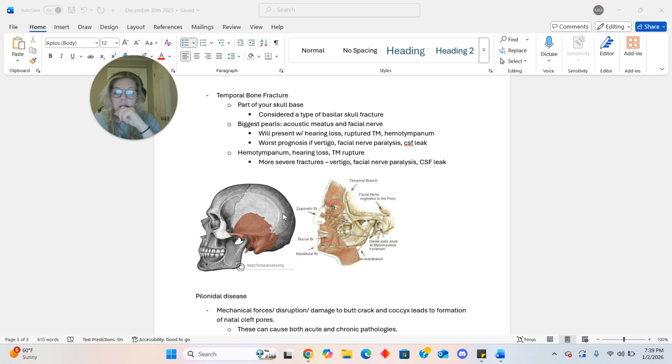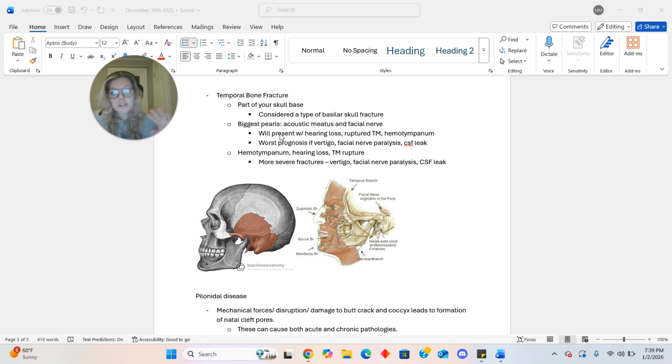Okay. Biggest and most important things to know is that your temporal bone has your external acoustic meatus and technically the internal one. So it's going to be associated with a lot of ear pathologies, vestibular pathology, stuff like that. And your facial nerve comes out of a foramen in your temporal bone. So facial nerve and ears is the biggest thing.